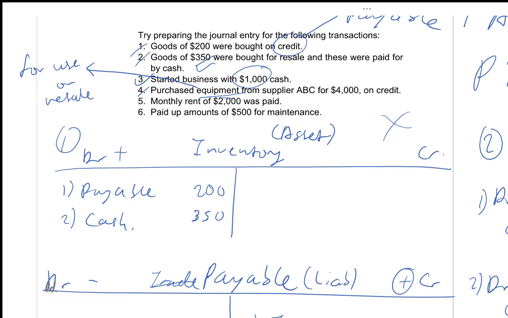However, if it's for purpose of resale, then it becomes inventory. So in your exam, you need to confirm which one it is. But usually quite straightforward. It won't be so difficult to guess. Okay, so in this case, let's say it is for business use. What would the journal entry be?